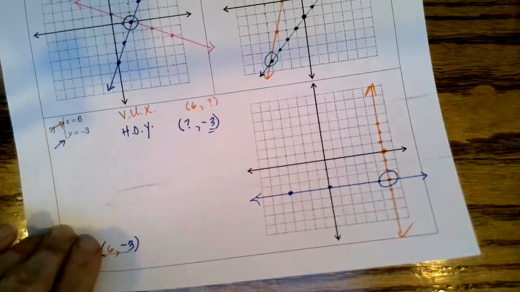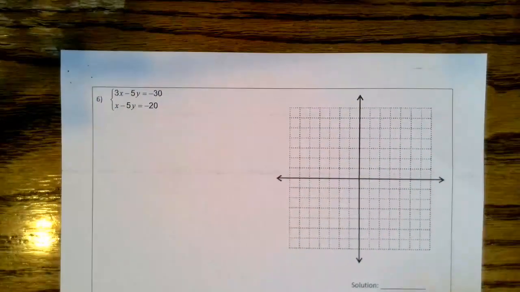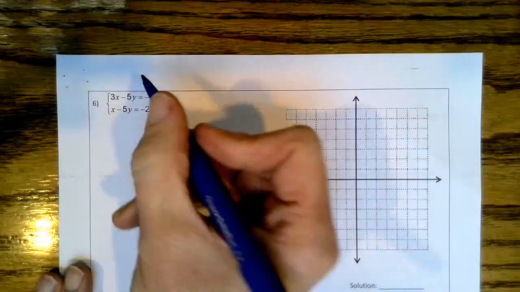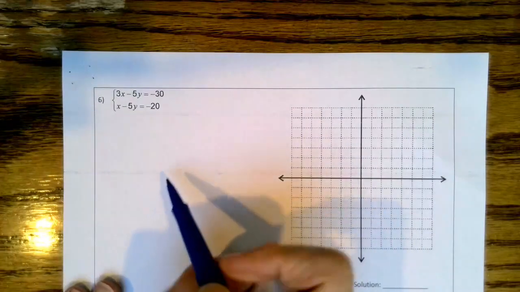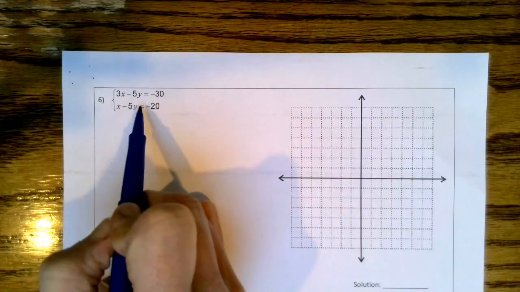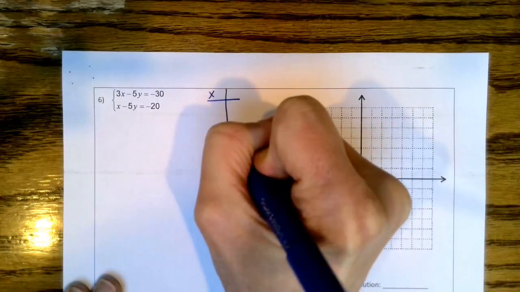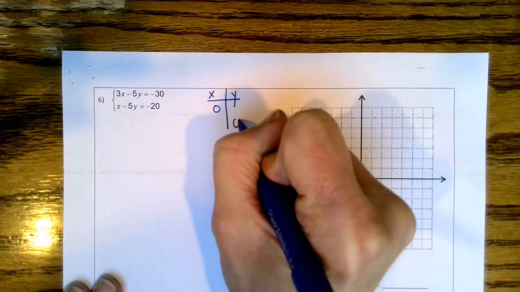All right, let's keep working. Here I have two systems of equations that I need to graph. Now, unfortunately, these are both in standard form: x's and y's are on the same side. But look, all of these are friendly numbers. So if I have friendly numbers, it's easiest to use an intercept table.